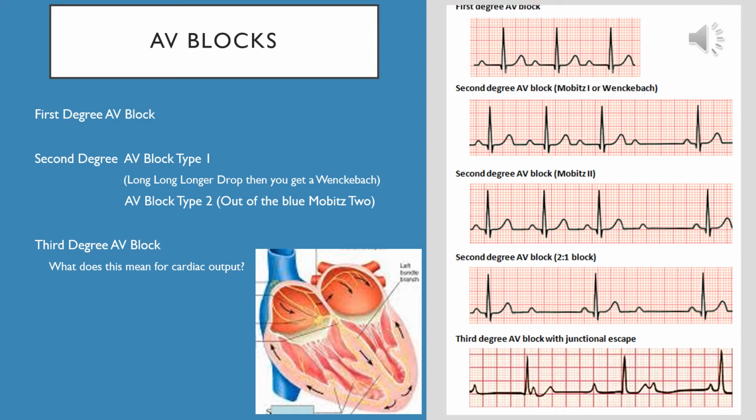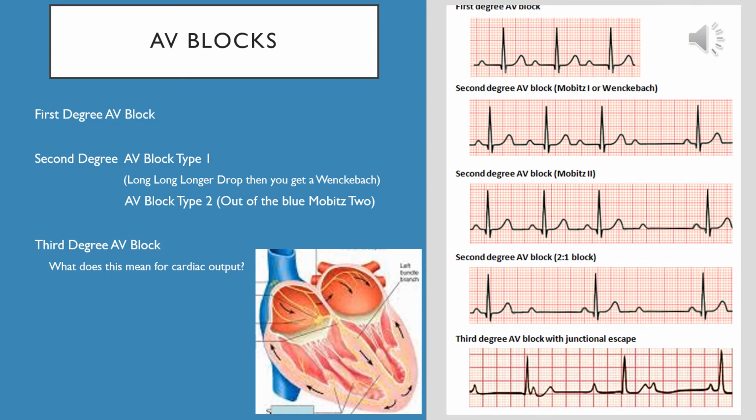Second degree AV block Mobitz 2, or out of the blue Mobitz 2, this one is fairly serious. Some key differences between type 1 and type 2 are related to the PR interval. Generally, the PR interval stays consistent. Each QRS is preceded by a P wave. However, not every P wave conducts a QRS. So you have some obvious conduction issues where P wave goes, QRS, P wave goes, QRS, P wave, and it's just dropped out of the blue. There's no elongation of the PR interval. It's just a whole beat dropped in the ventricle. This can be a serious problem, especially if it starts to worsen, as it sometimes does.